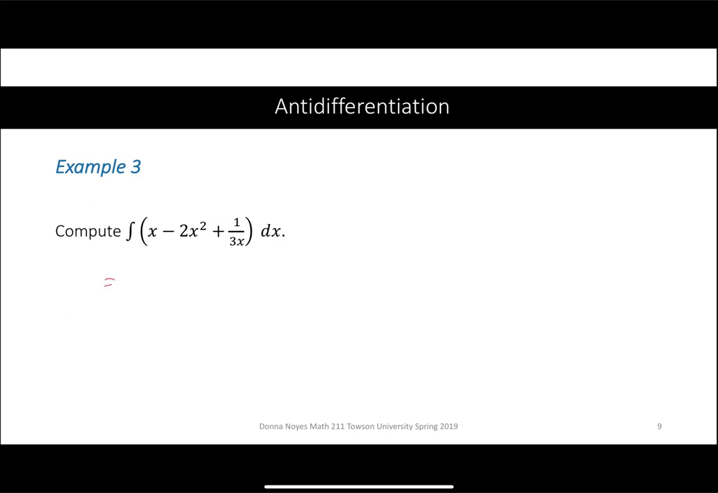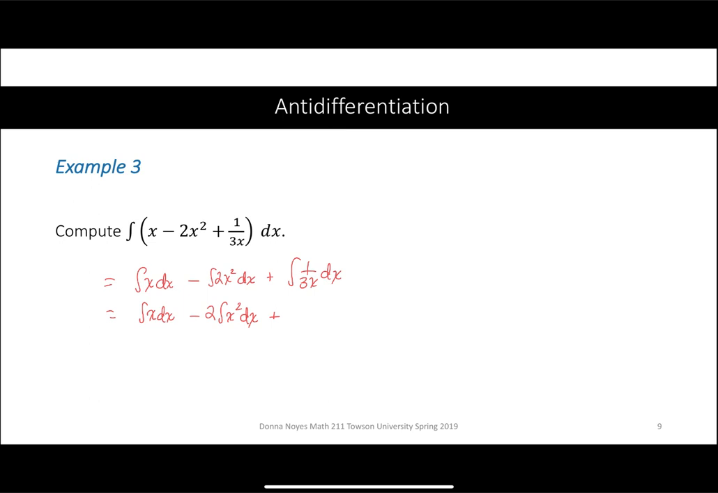Hopefully, when you worked through this, you turned it into the integral of x dx minus the integral of 2x squared dx plus the integral of 1 over 3x dx. Now we can break them up separately, but let's do some constant multiples and try to pull out some constants to the front. The first one we're going to leave is just the integral of x dx. The second one, we can pull that 2 to the outside and now make it the integral of x squared dx.